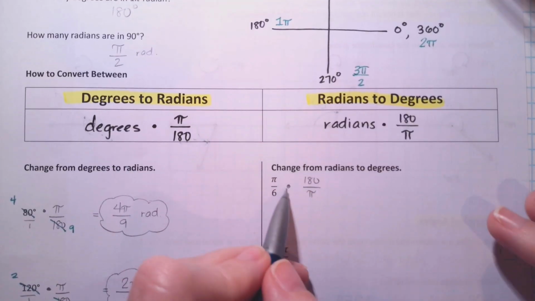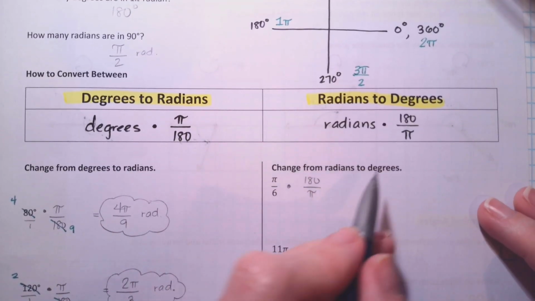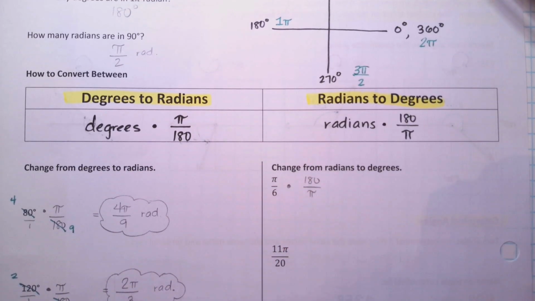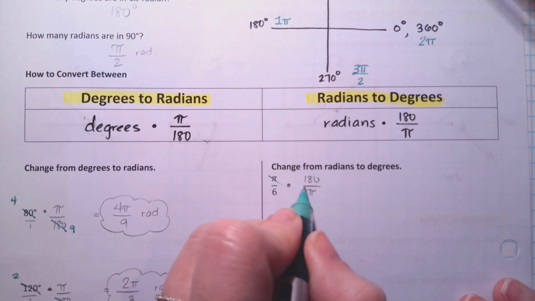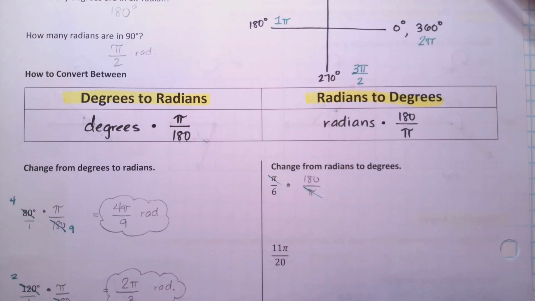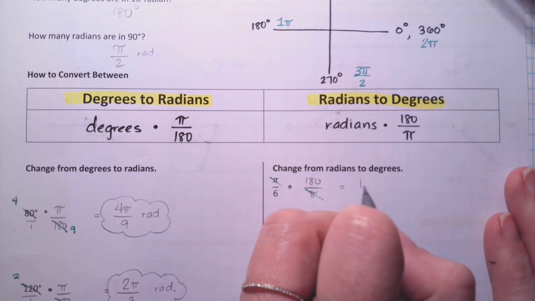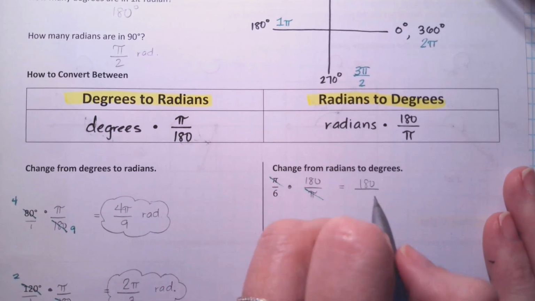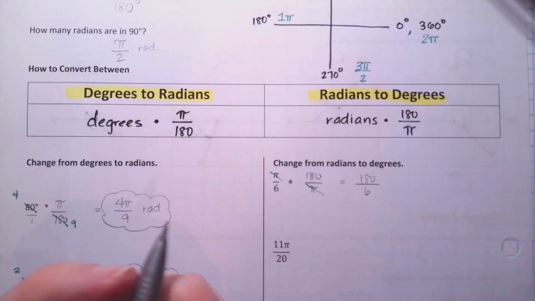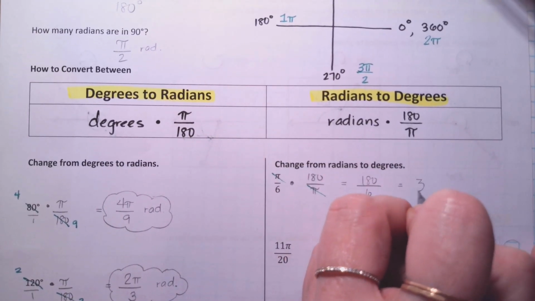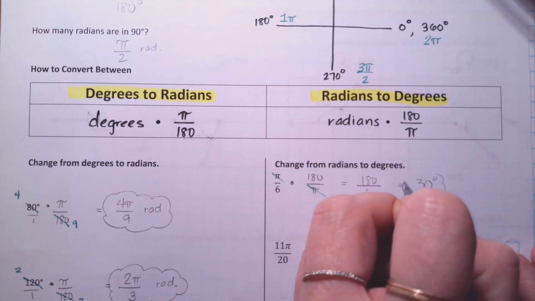I just know that I need to cancel my pi, so I need it to be diagonal, hence why it's on the bottom. So when I look at this now, obviously your pi's will cancel. Okay, remember, you can reduce beforehand, you can reduce after. It's kind of up to you. If I multiply now, top times top would just be 180. Bottom times bottom would be 6, and that actually divides perfectly to give you a 30-degree angle.